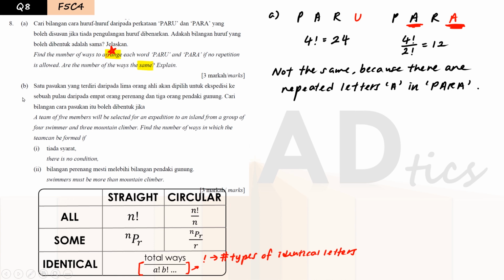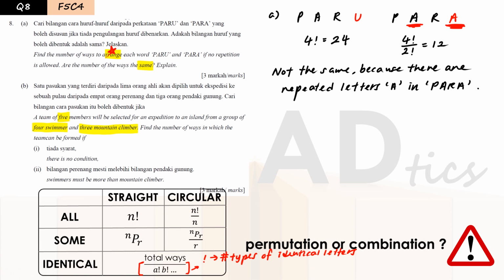For part B, it says that they need to form a team of 5 members to be selected to do an exhibition, and they need to select it from a group of 4 swimmers and 3 mountain climbers. So we need to find out the number of ways that the team can be formed according to these 2 conditions. Again, the question that we need to ask ourselves before we solve the question is: is this a permutation question or a combination question?